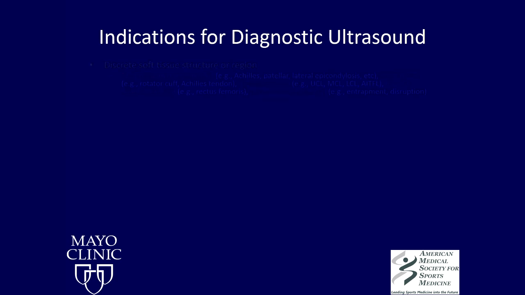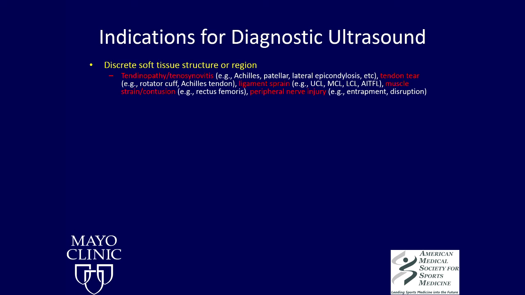So what are the indications for diagnostic ultrasound? I think one of the best indications is when you're looking at a discrete soft tissue structure or region. So if somebody has lateral ankle pain in the area of the superficial tissues, the soft tissues, then that is a fantastic indication for ultrasound. However, if somebody comes in and says, my whole ankle hurts, that's going to be much more difficult for ultrasound because it takes time to image all of those superficial structures around the joint, and you're going to have an incomplete evaluation of the intra-articular structures. So discrete soft tissue structures or regions are most appropriate.